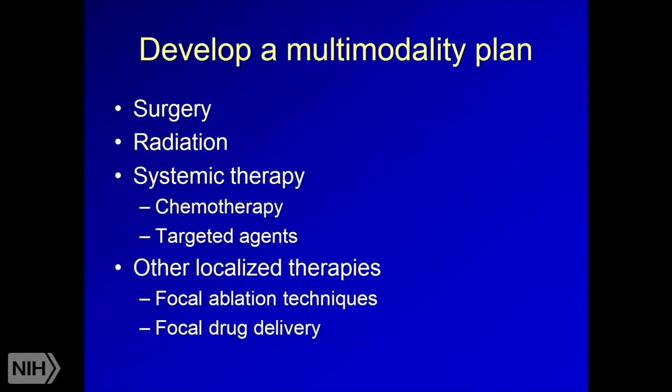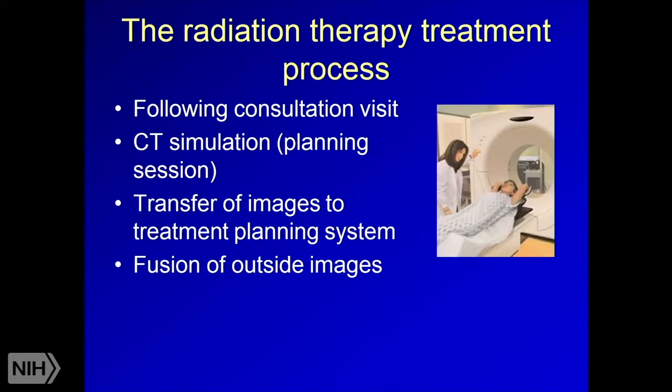So it's pretty rare that any one cancer is cured by one therapy. Almost all cancers actually need several different disciplines as part of them. So again, this may include surgery, radiation, systemic therapy like chemotherapy or other targeted agents, as well as other localized therapies. So there's things like RFA, TACE, other focal ablation techniques, and then there's other ways to do focal drug delivery as well, such as isolated limb perfusion.